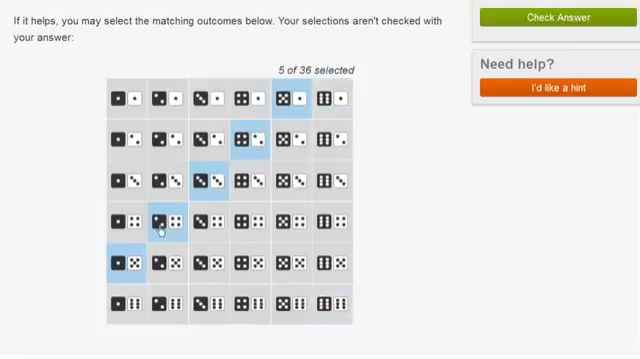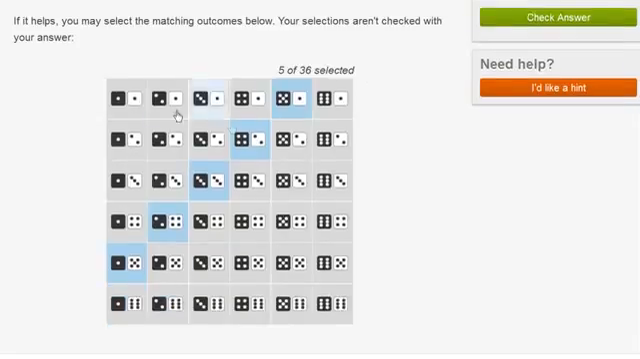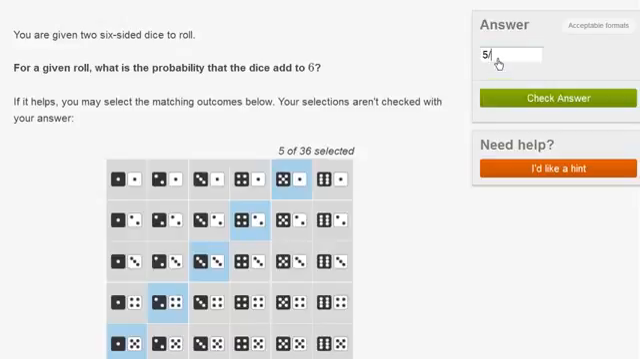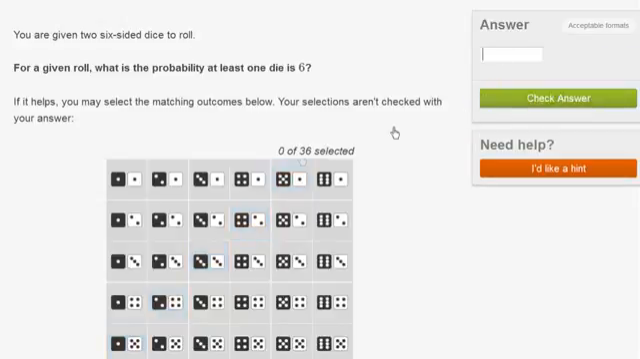So here I have 1, 2, 3, 4, 5 possibilities where my dice add up to 6. So I have 5 possibilities out of a total of 36 equally likely ones. This is a 6 by 6 grid, and it comes from 6 possibilities for one die times 6 possibilities for the other die. So 5 possibilities satisfy my constraint out of a total of 36. Let's do one more. This is actually a lot of fun.